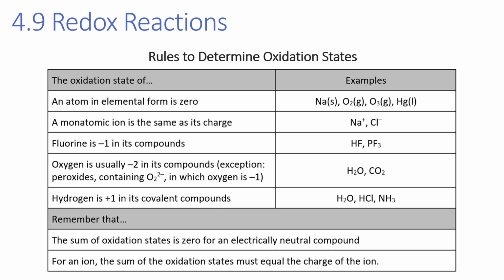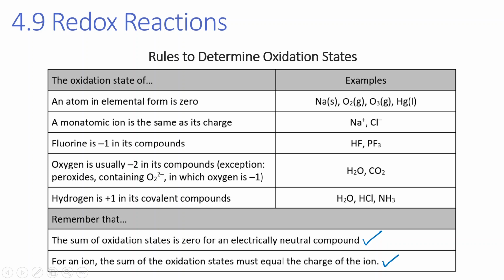And hydrogen is going to be +1 in its covalent compounds. So in H2O, HCl, NH3, hydrogen is +1. Now remember that the sum of oxidation states is going to be 0 for a neutral compound. For example, looking at my water example, hydrogen is +1 and there are 2 of them, and oxygen is -2. So that always adds up to 0. When you have a charge, like an ion, the sum of the oxidation states must equal the charge on the ion.